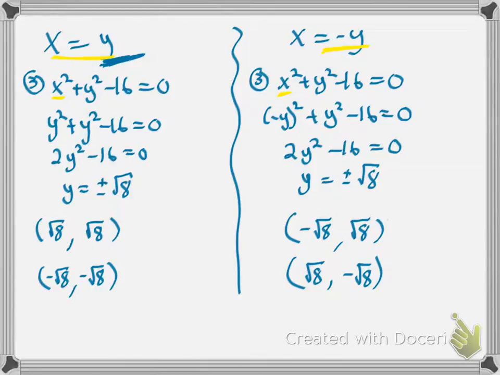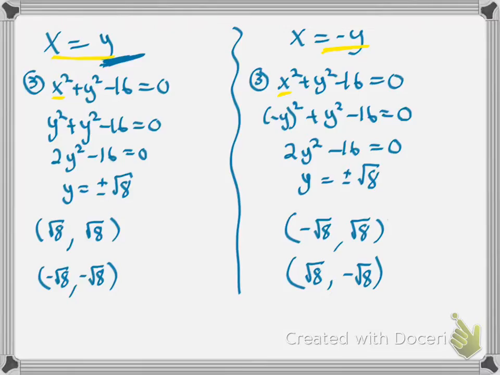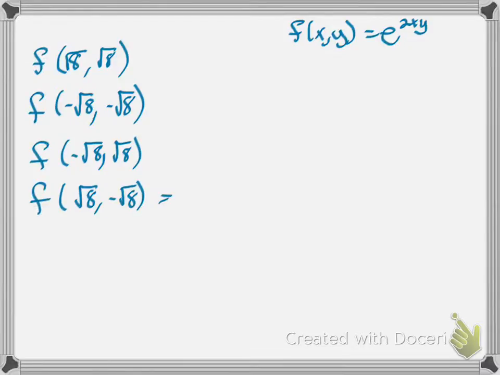The other thing we want to do is go back and look at our original function, our objective. What was the goal here? This was our objective, right there. That's what we're trying to figure out the max and the minimum of. That is the function we're plugging our potential maxes and mins into. So our function is f of x comma y equals e to the 2xy, and we're going to plug our ordered pairs into that function, for each one of these.